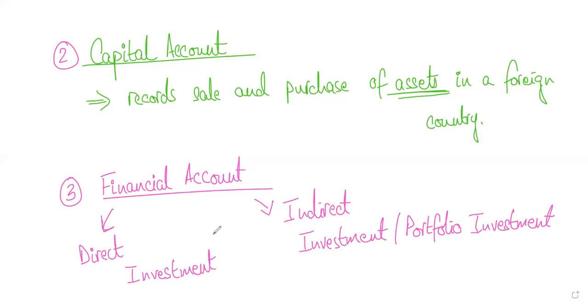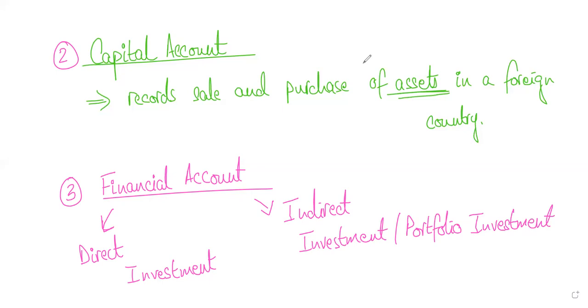So if the money is coming into the country, that will be inflow, credit entry. If the money is going out of the country because any Pakistani is making an investment in the US stock exchange. Now listen to this question very carefully: if a Pakistani is making an investment in the USA stock exchange, right? Indirect means it's not directly into the business. So stock exchange, think about it.